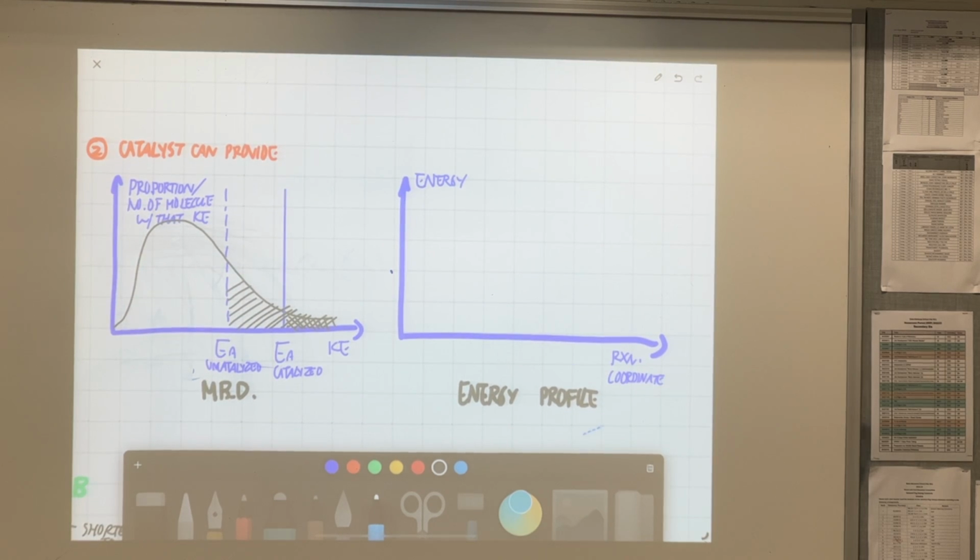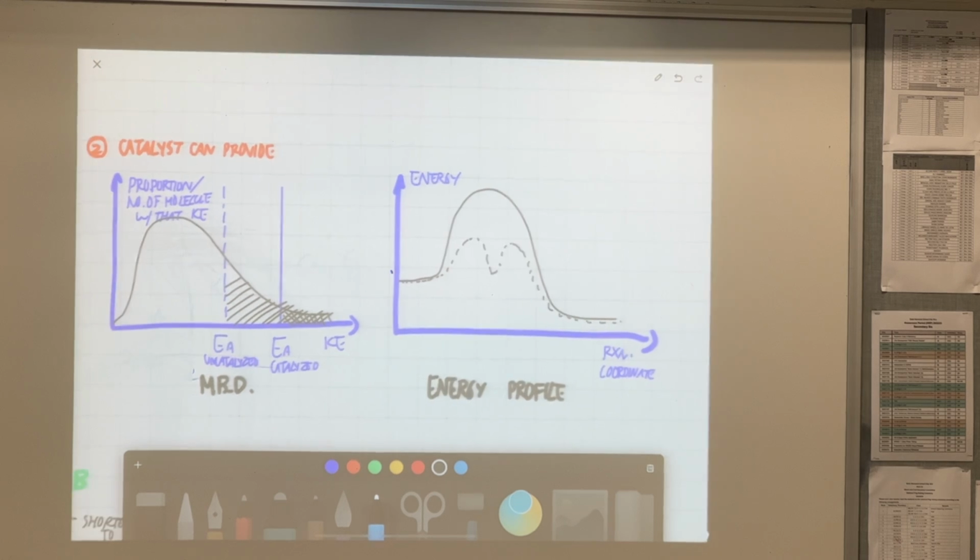For the energy profile, can you tell me how adding a catalyst affects the energy profile? It decreases. The EA will be lower than before, so you can draw this, and then two humps. Usually there will be one more hump, but depending on the question, if they tell you that the catalyzed reaction has 3 steps, then you draw 3 humps. You can be flexible.